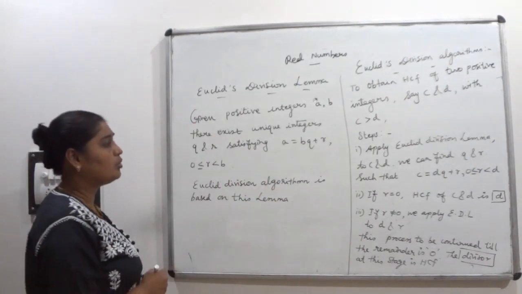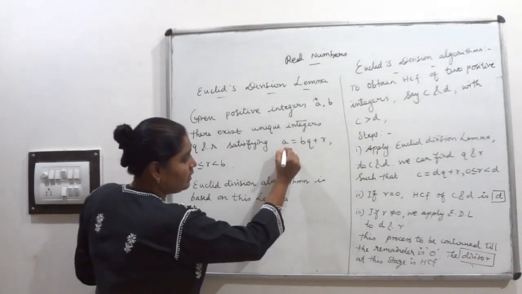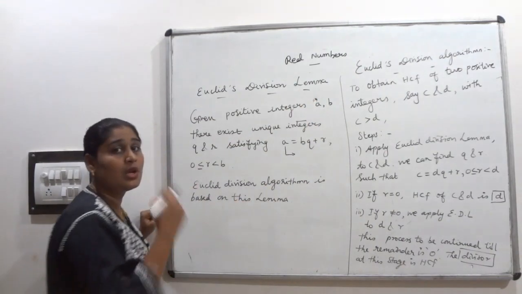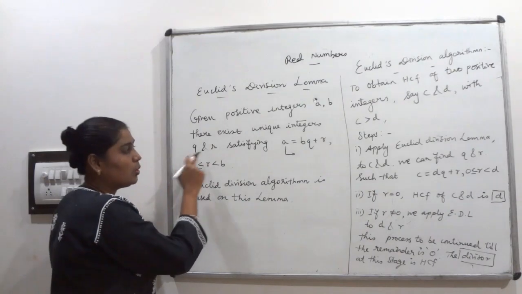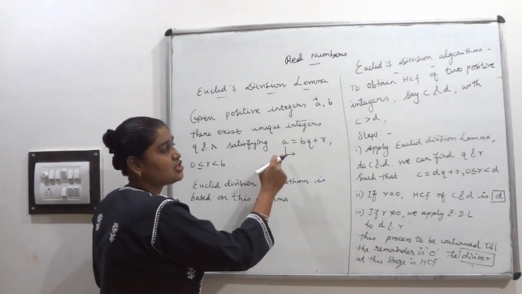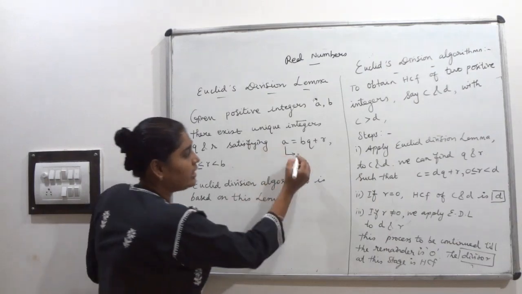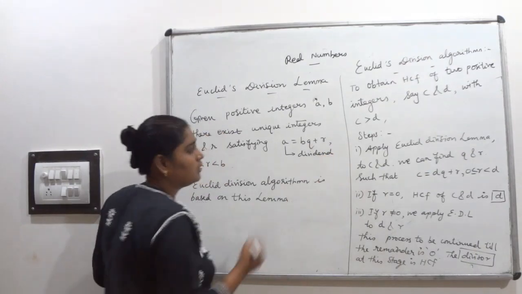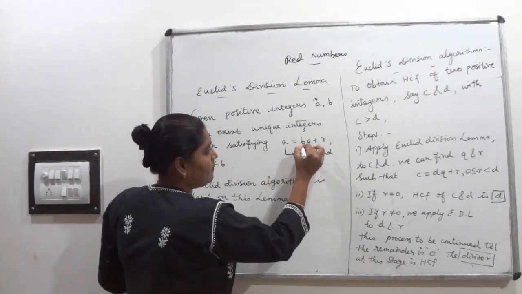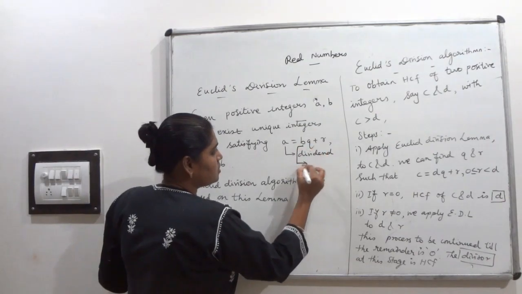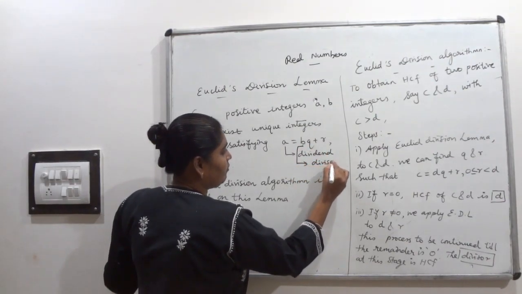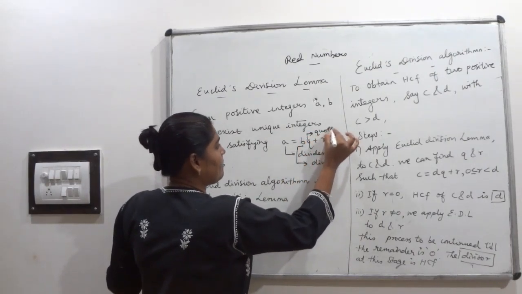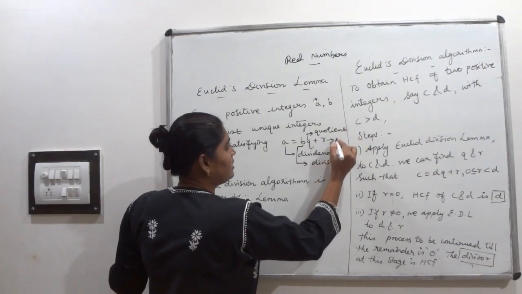So, division algorithm, you know what is division algorithm. Here we are going to divide the two numbers, that is a and b. While dividing, you will get the quotient and remainder, that is q and r, which should satisfy the condition a is equal to bq plus r. Here a is what? Dividend. What is b? That is divisor. What is q? That is quotient. What is r? That is remainder.